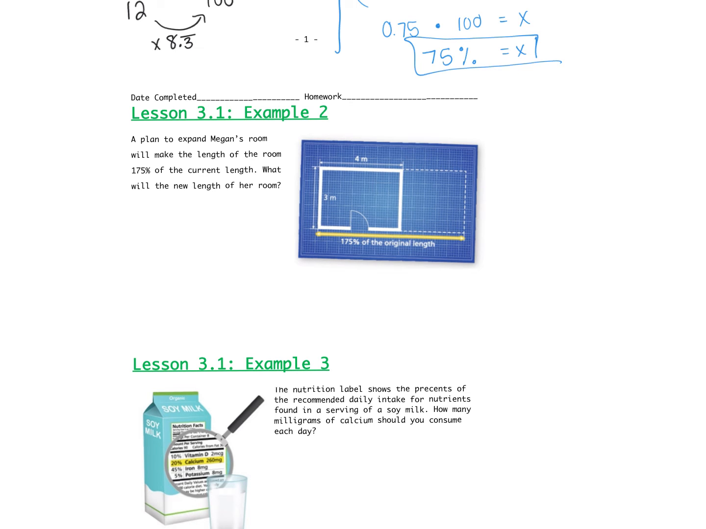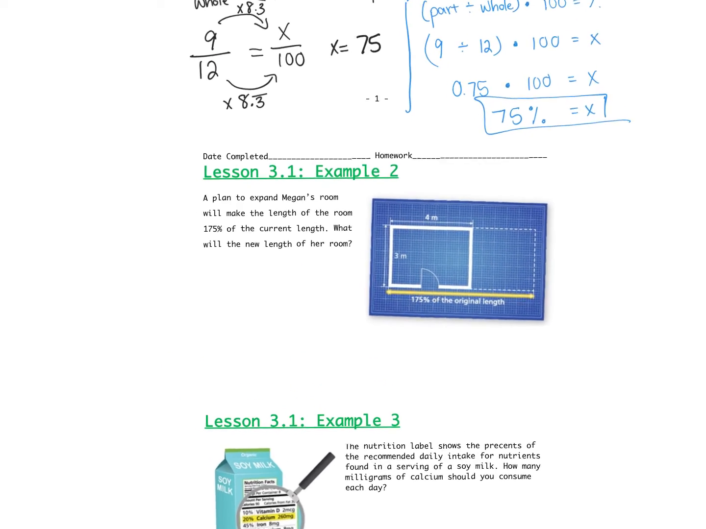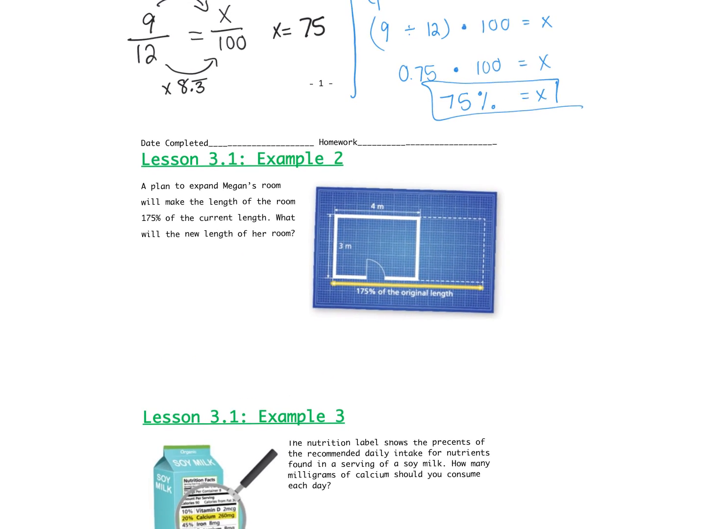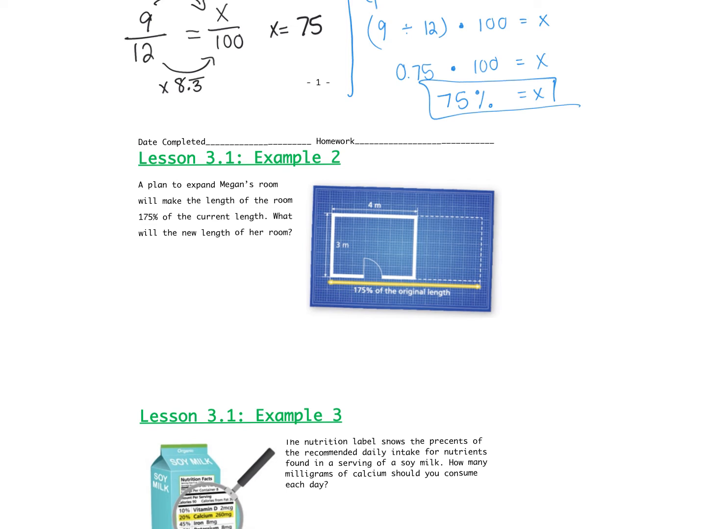So this time we have a lesson, example 2. A plan to expand Megan's room will make the length of the room 175% of the current length. What will the new length of the room be? Well, this time we have a different piece of information. This time we have the percent. We have the part, which is the original. We need to know what the whole or the new length is.